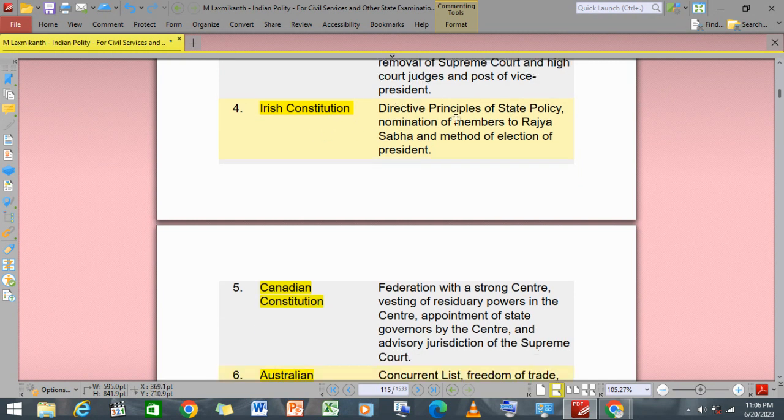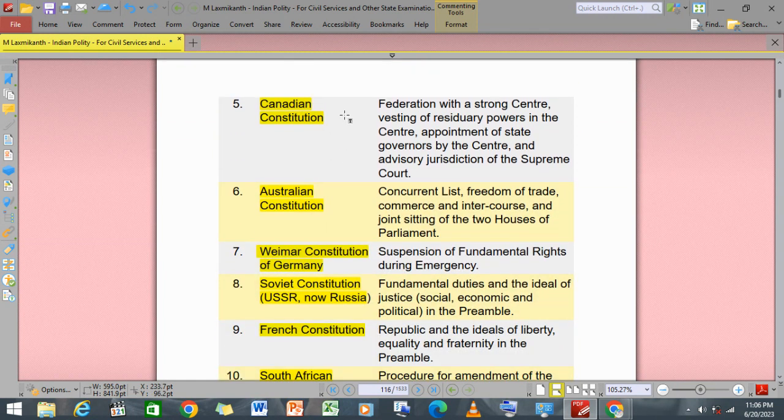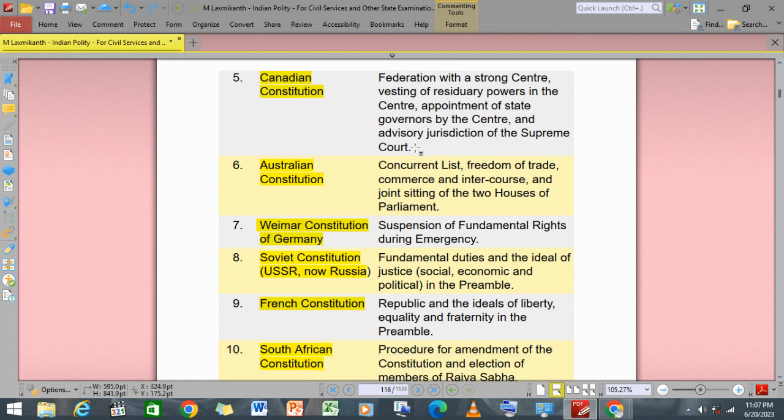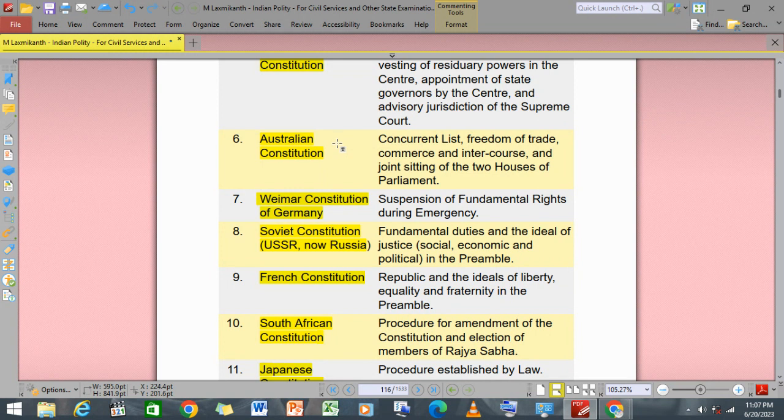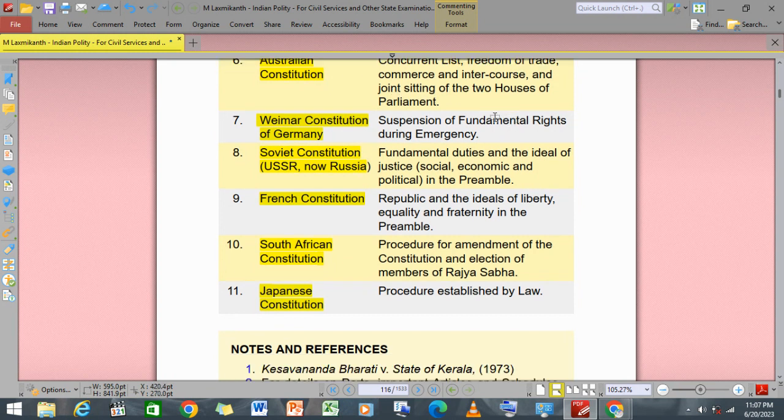From the Irish Constitution, we took directive principles of state policy, nomination of Rajya Sabha members, and the method of election of the president. And from the Canadian Constitution, we take federalism with a strong center and vesting of residuary power in the center, appointment of the state governor by the center, and the advisory jurisdiction of the Supreme Court. From the Australian Constitution, we took the concurrent list, the freedom of trade, commerce, and intercourse, and the joint sitting of the two houses of the parliament.